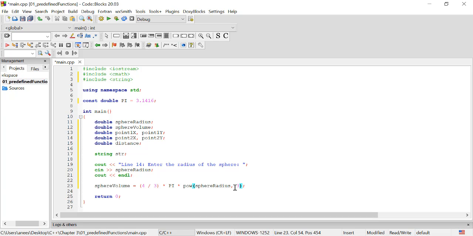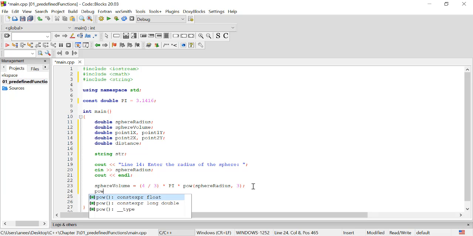Same thing. And let's say if I wrote pow 4, 3, 4 would be raised to the power 3, and 4 raised to the power 3 is 64. So that is how that function worked.